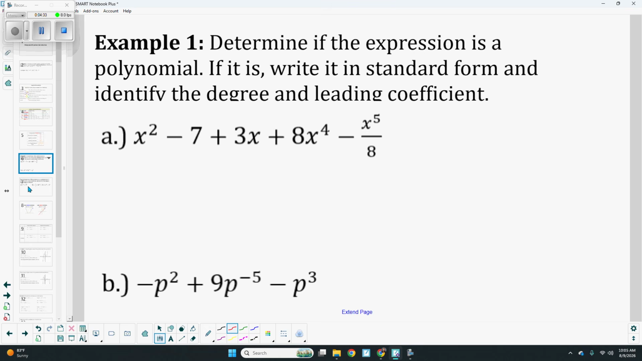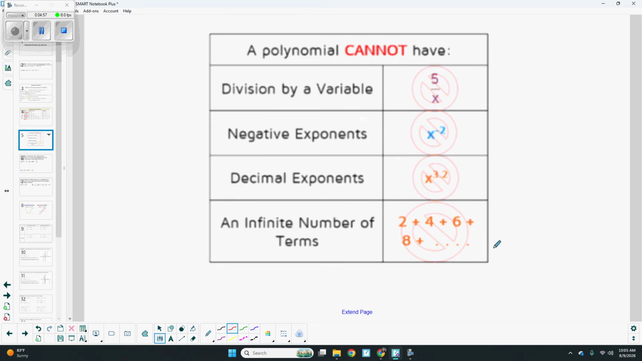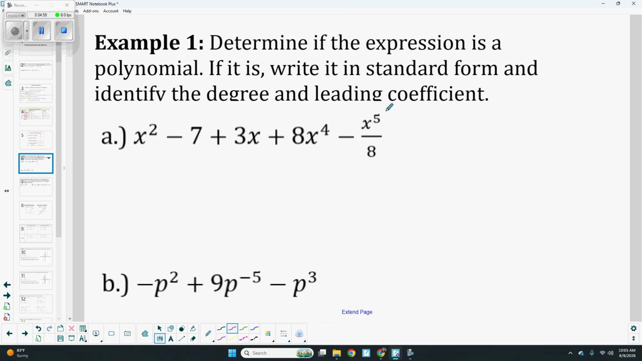So for example 1, we're going to determine if it's a polynomial. If it is, we'll write it in standard form and identify the degree and leading coefficient. So here, let's check our powers. Whole number, positive. Whole number, positive, that's a 1. Whole number, positive. Whole number, positive. There are no variables in the bottom. I don't have any dots. So I believe this would fit the definition of a polynomial.